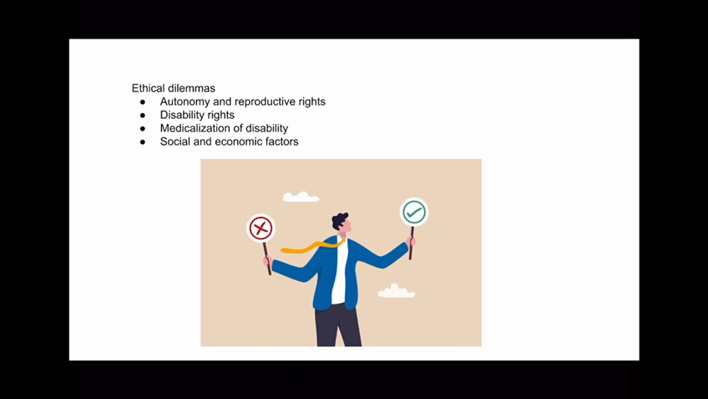So in summary, the decision to abort a fetus with Down syndrome is a complex and multifaceted issue that involves a range of ethical and moral considerations. And it is important for individuals and families to have access to accurate information, counseling, and support to make informed decisions about their pregnancies. And it is important for society to promote inclusivity, acceptance, and support for individuals with disabilities and to work towards eliminating the stigmatization and discrimination they often face.